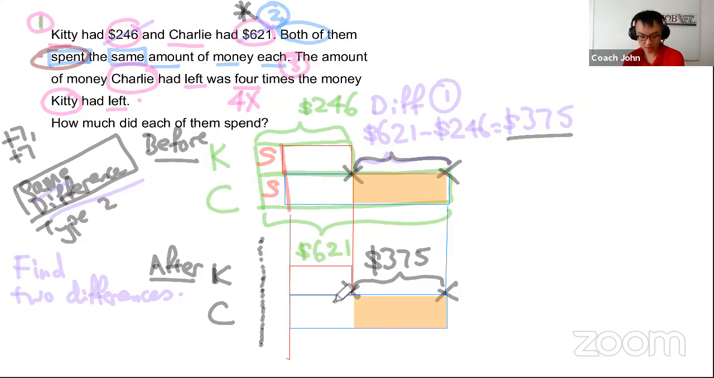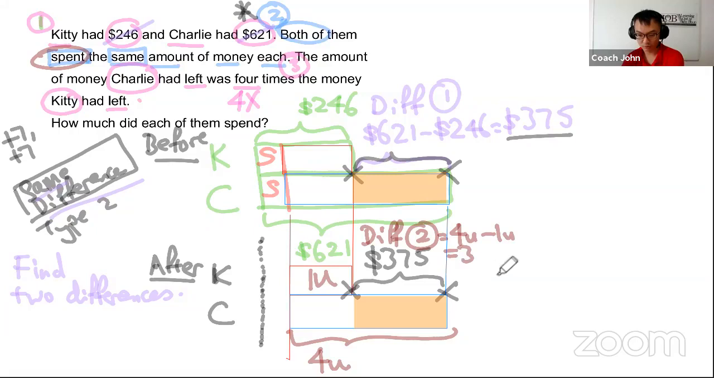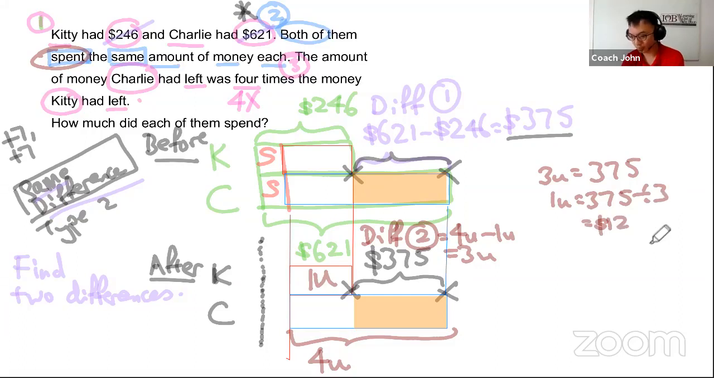Again, not drawn to scale. So 4 times means that this is 1 unit, and this is 4 units. Which means for difference 2 is actually 4 units minus 1 unit, which is 3u. And to solve, 3u equals 375. 1u will be 375 divided by 3, which is 125. All right, good.